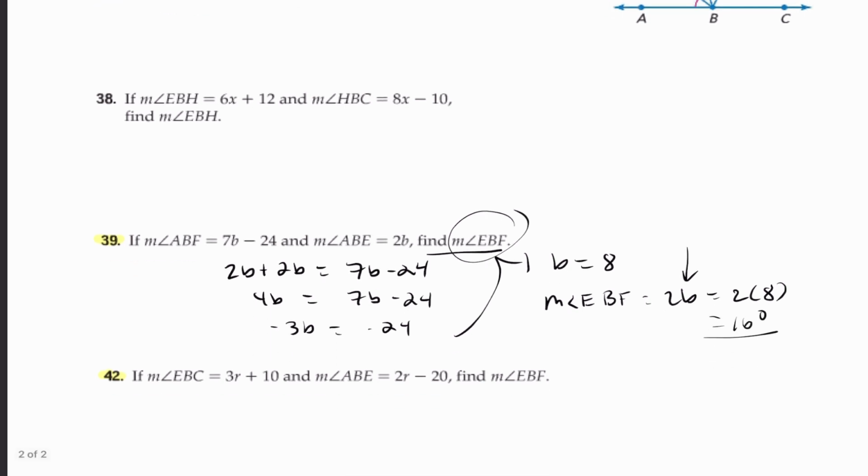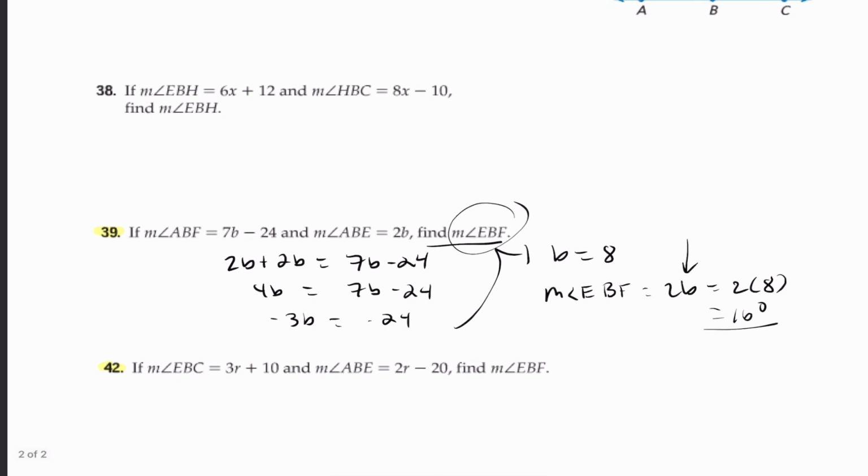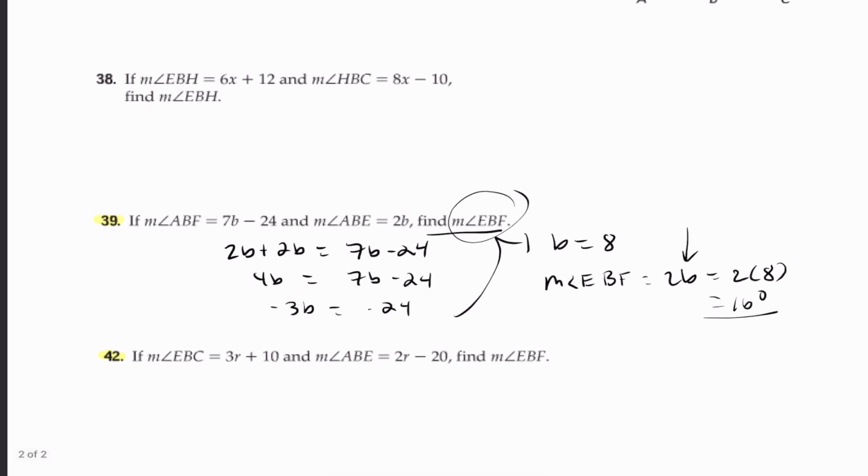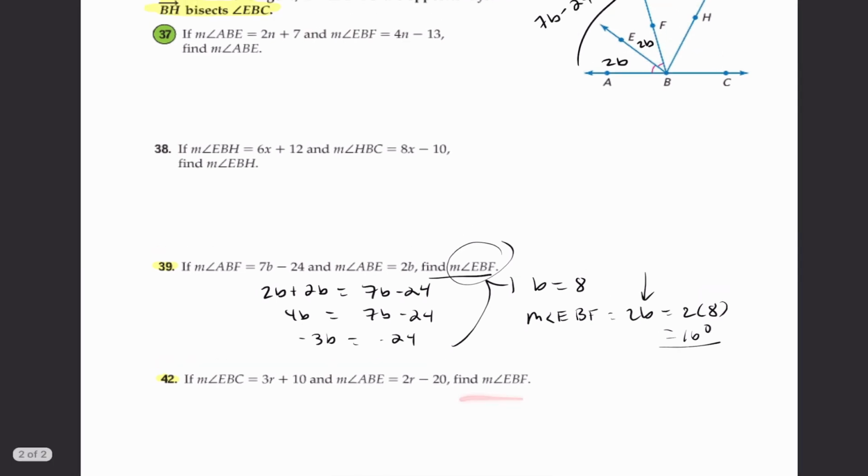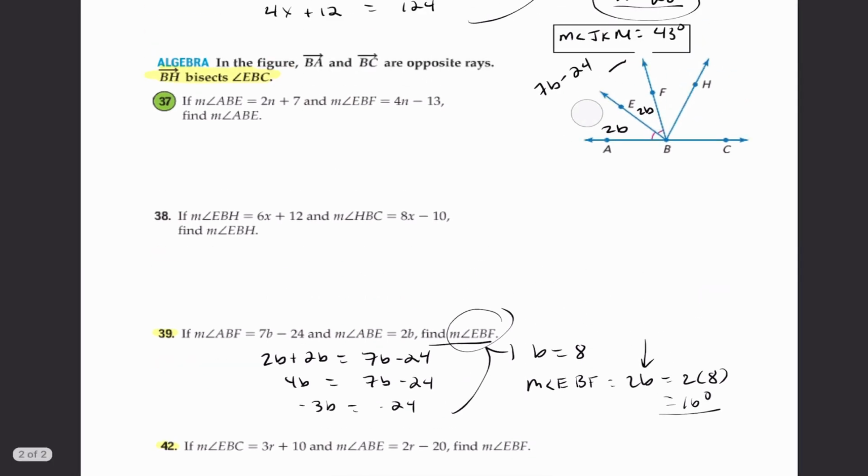The other question that I get asked a lot is this one. If the measure angle EBC is 3r plus 10 and the measure angle ABE is 2r minus 20, find the measure angle EBF, okay? So let's go ahead and go back to this in case I need to use it. I'm going to mark my picture. So that means that ray BH bisects angle EBC right here, right?